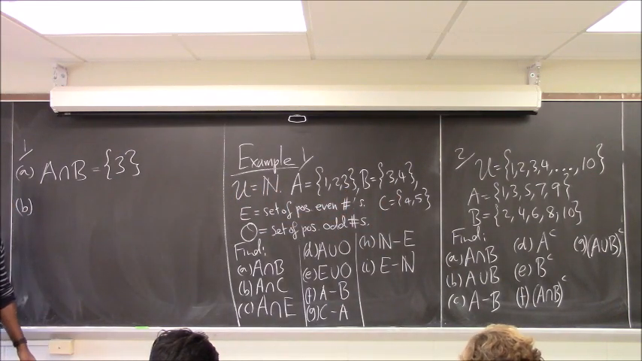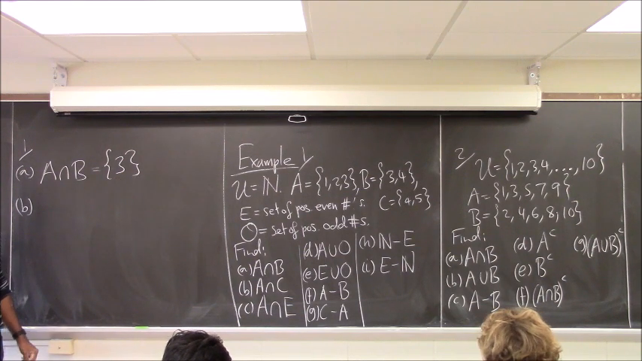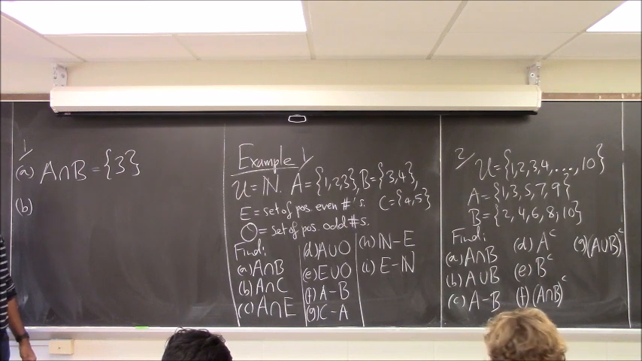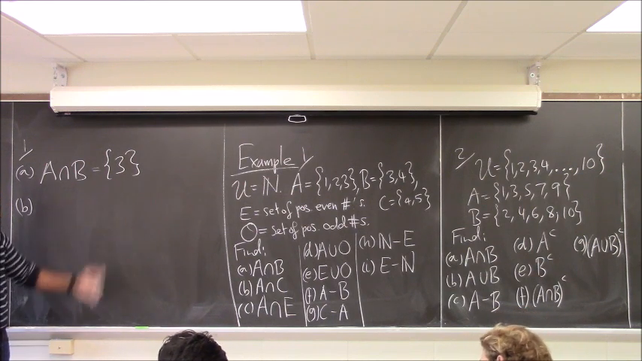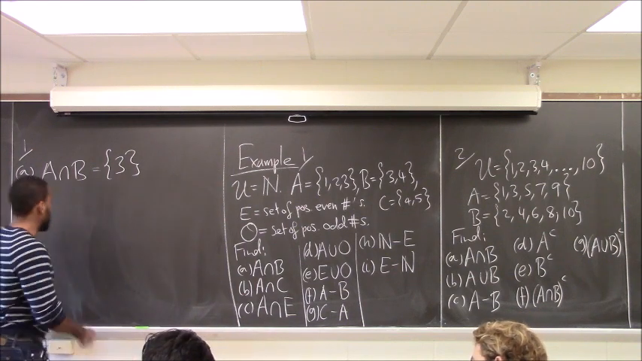Yeah. Do you include the empty set? Include the empty set for what? Like, do you have to say the empty set? No, because it's not empty. There's 3. So what is the set of all things that are in both sets? Well, 3. There's a set of one thing that is in both sets. What about A intersect C?